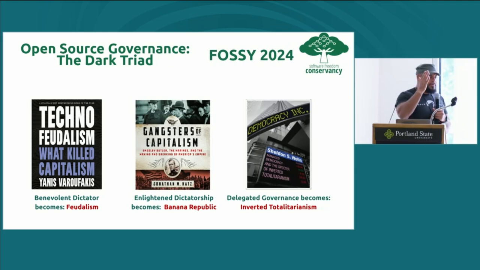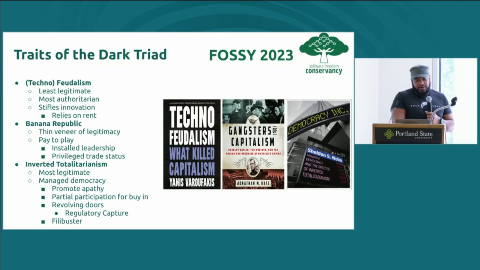All three of these, I think, are things to keep in the back of the mind. If you have a positive way to set up some type of structure, it can always be perverted, hacked, that type of thing. And so knowing what things look like when they get exploited is a good thing to try to fight back. So here are some of these traits. Techno-feudalism, I will say within these different traits, one, there's a spectrum of legitimacy when talking about governance. So within feudalism, it's the least legitimate.